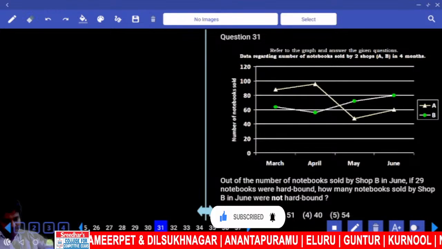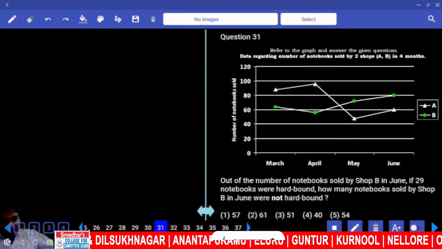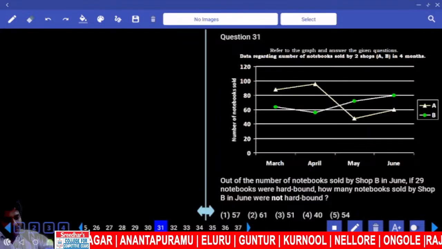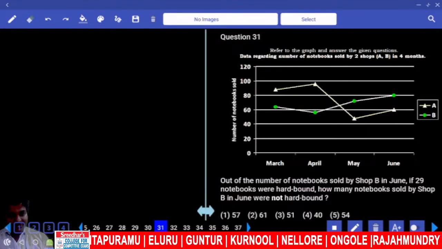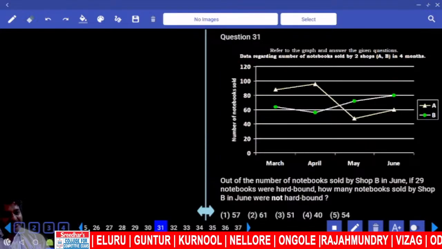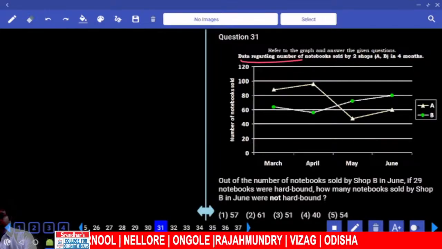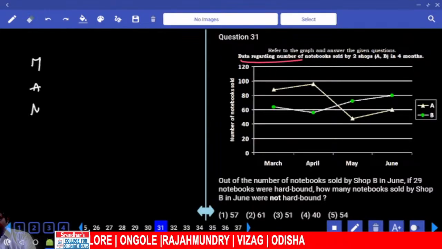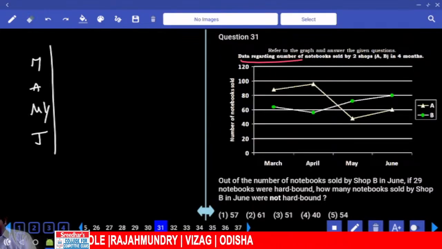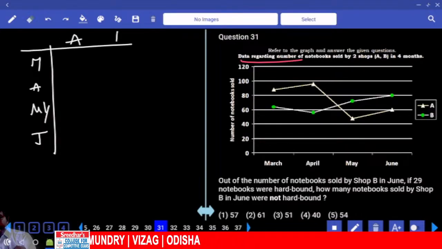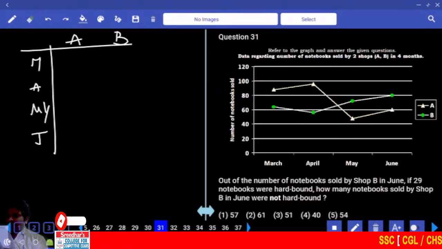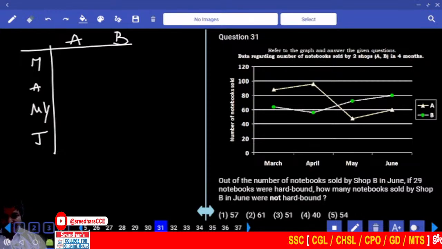Number of books sold by shop B in June. Okay, first of all we have to put sound out there. Data regarding number of notebooks sold by two shops, A and B, in March, April, May and June. First is A. Right. 0, 20, 20, 40.